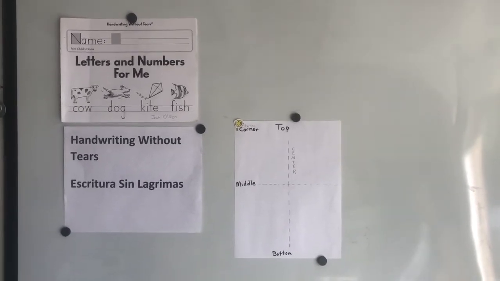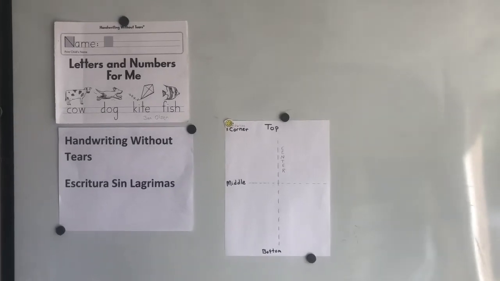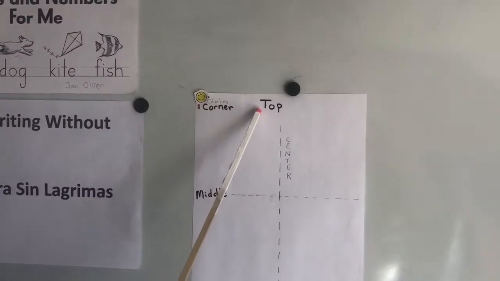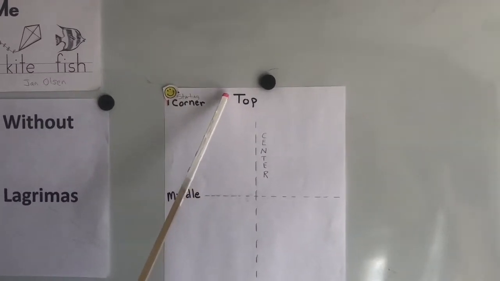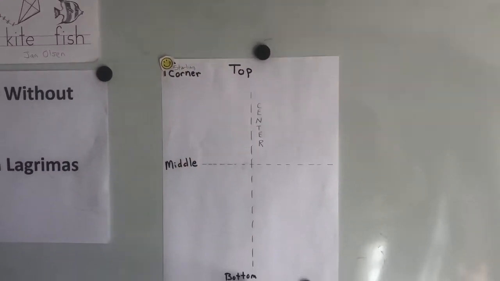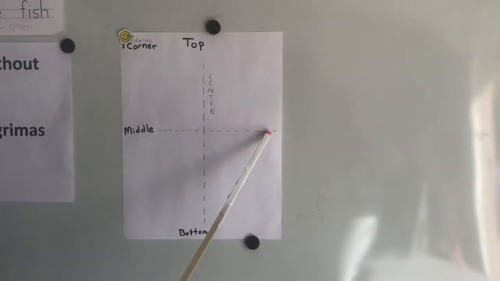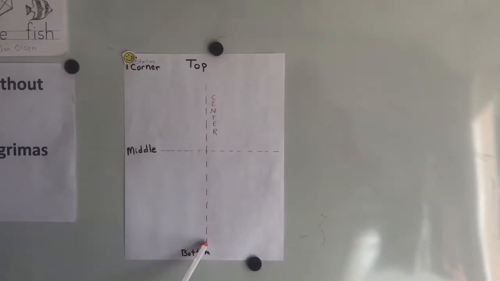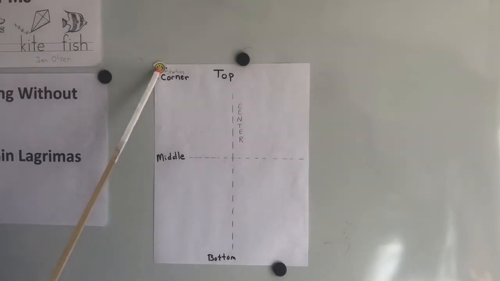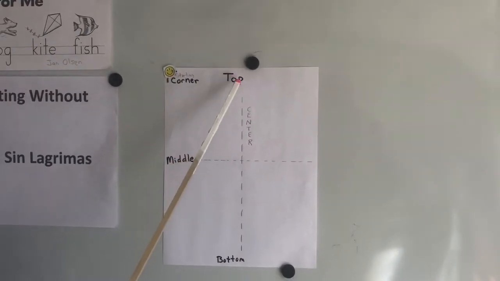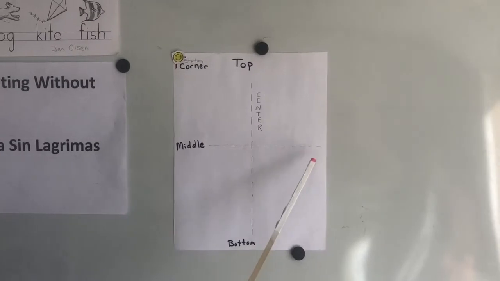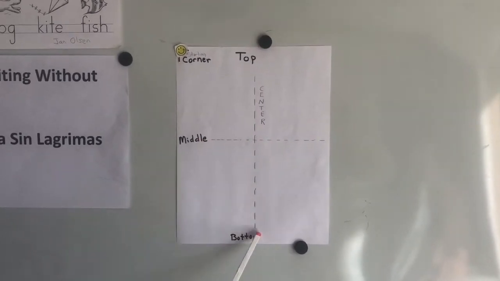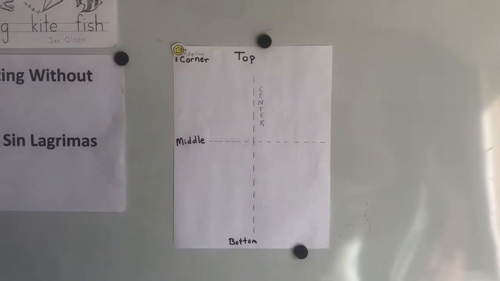Los conceptos más importantes, the more important concepts, are spatial concepts, conceptos espaciales. For example, this is the top, this is the bottom, this is the middle, this is the center, and this is the starting corner. Está arriba, abajo, en medio, el centro y la esquina de empezar.